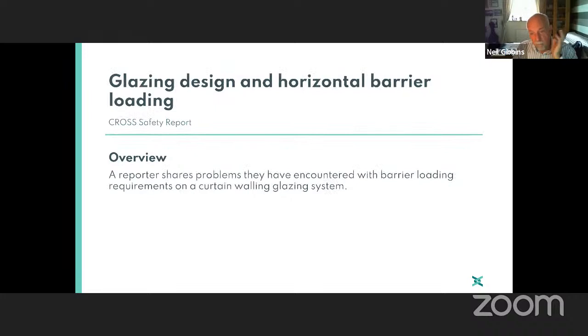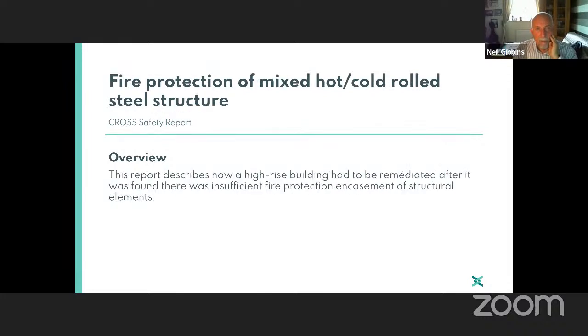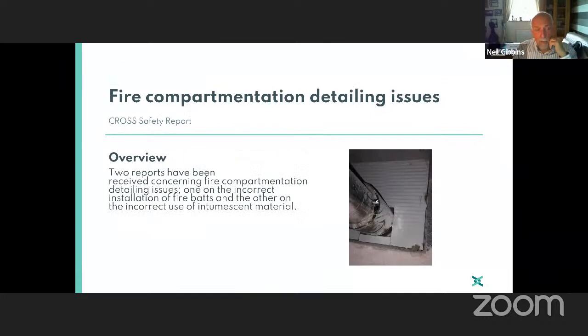Glazing design, we've come across a regular occurring issue with curtain walling glazing systems. Worth a read if that's part of what you're responsible for. Fire protection of mixed hot and cold rolled steel structures, and a reporter sharing what had to be done to put something right after a fault was discovered. And I could go on.